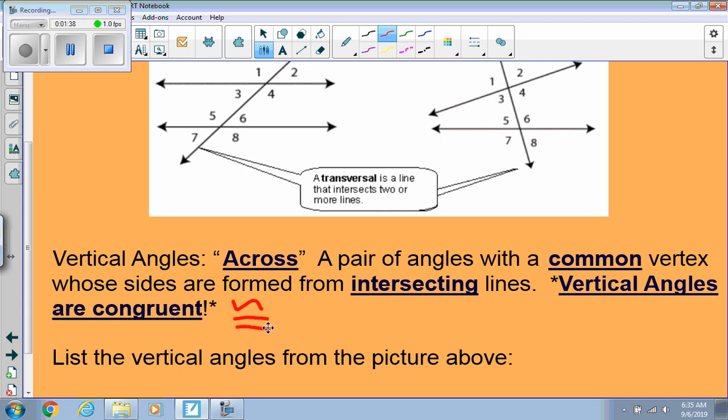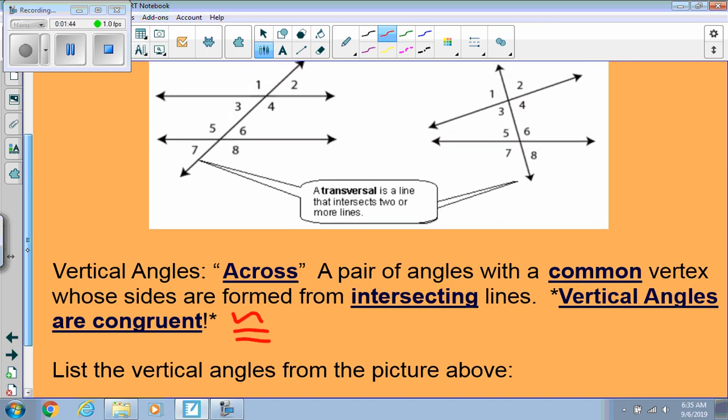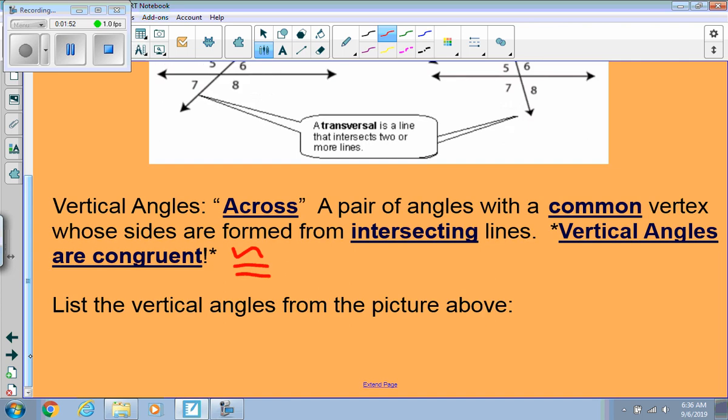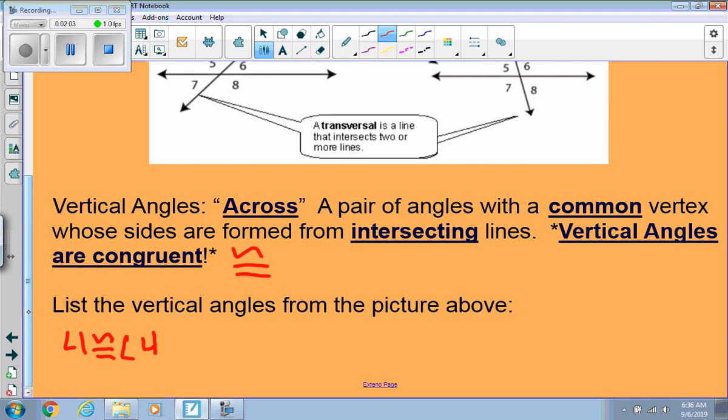So we're going to list some vertical angles from the pictures above. Vertical angles are across from each other. So 1 and 4 are across from each other, so we would list angle 1 being congruent to angle 4. We could also say that 2 and 3 are across from each other, so angle 2 is going to be congruent to angle 3.